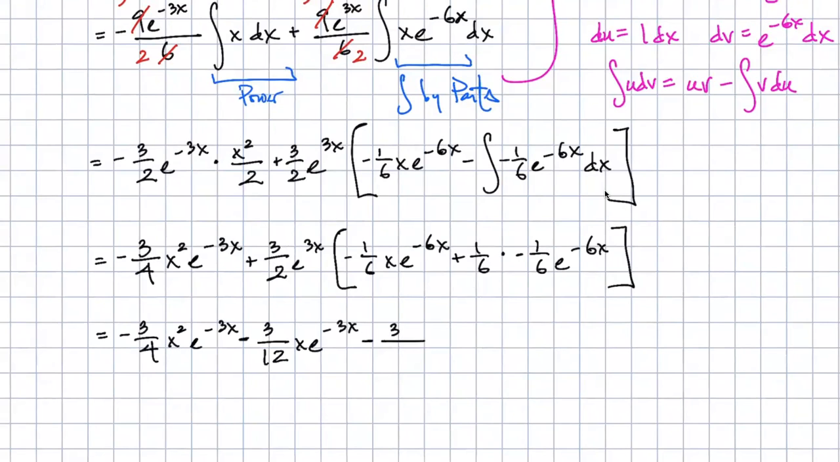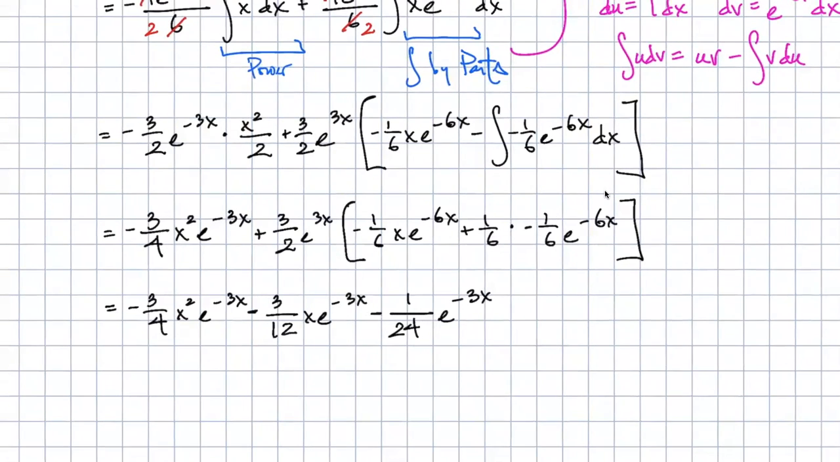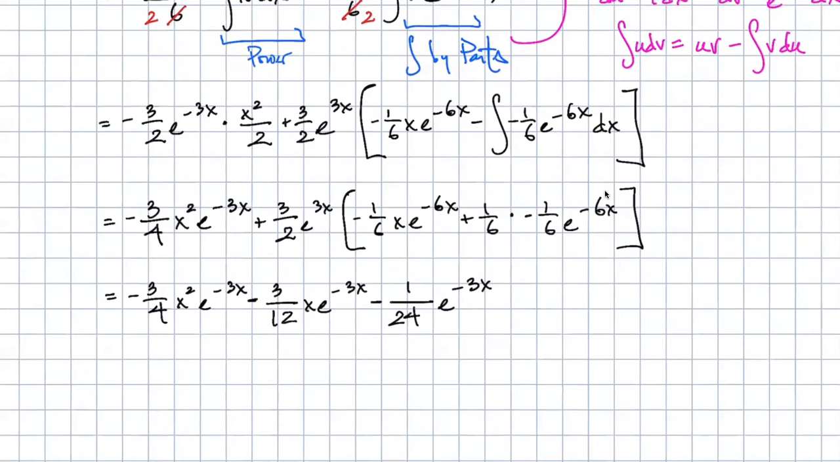Minus 3/36 times, nope, I don't want to do that. 3, 1 or 1/24 e to the -3x. Right. Did I miss that term in my answer? I think I did.